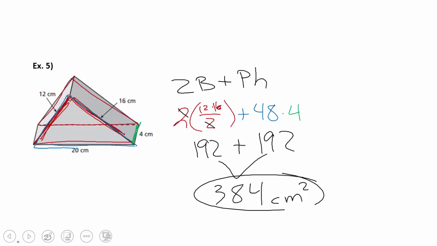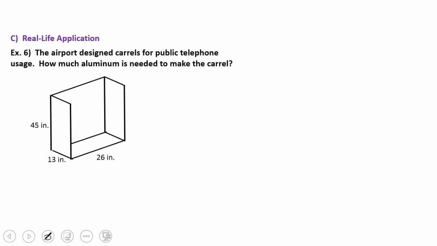All right, the last thing we're going to do tonight is a real-life application of surface area, and we're going to use this little carol. You may have seen these, they used to be real popular a long time ago, but now we have so many cell phones you don't see them as much. These little carols are designed for public telephones. It says the airport designed this carol for the public telephone usage. How much aluminum is needed to make the carol?